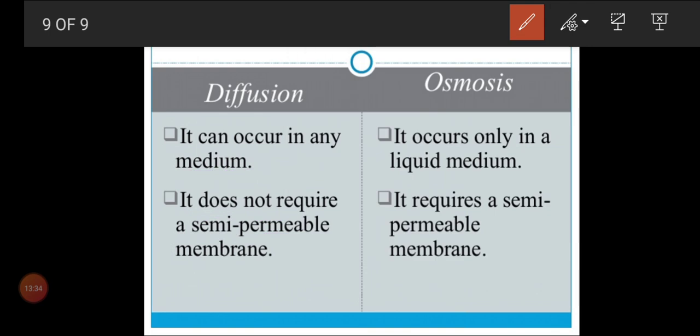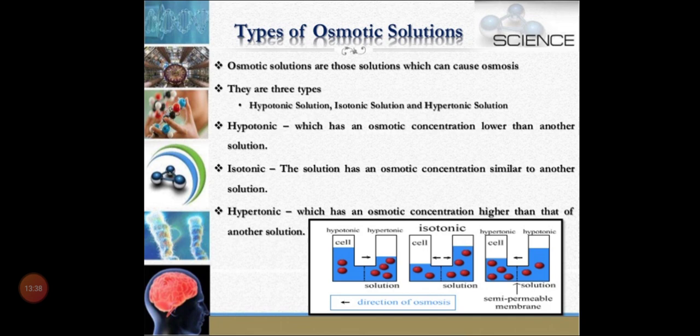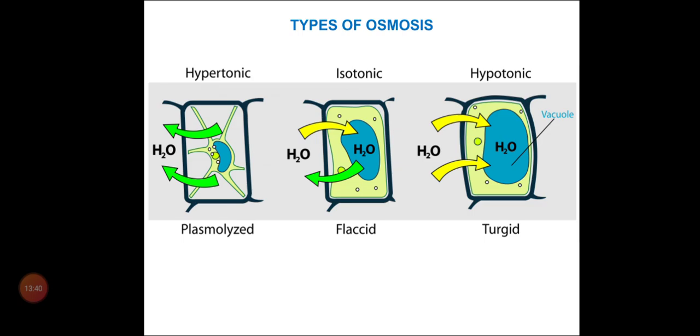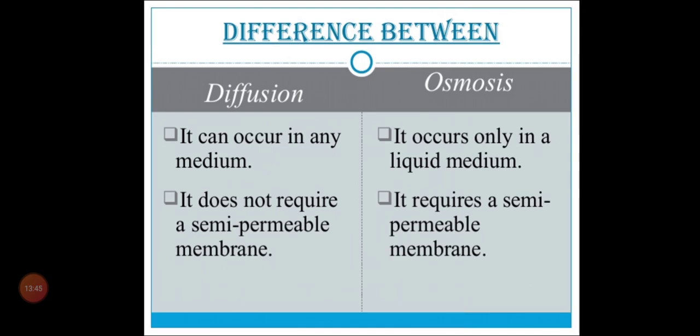So today we saw types of osmotic solution and types of osmosis, passive transport, and the difference between diffusion and osmosis. One more very little topic is pending in this chapter, which I will take in the next class.